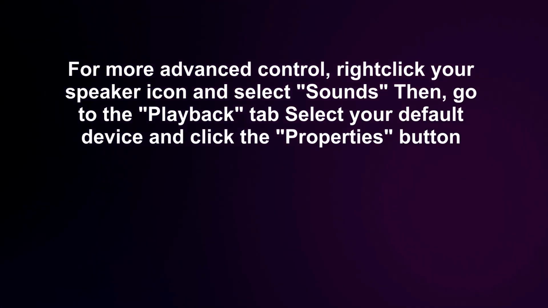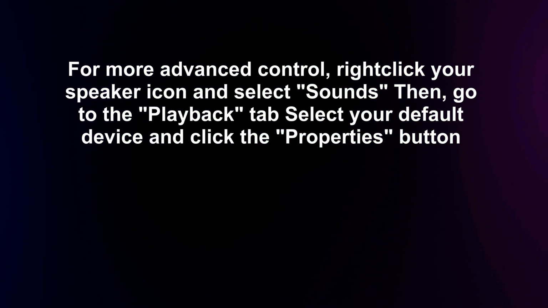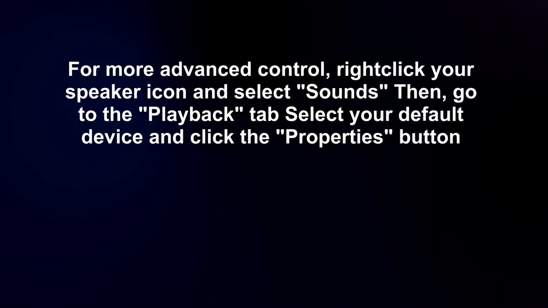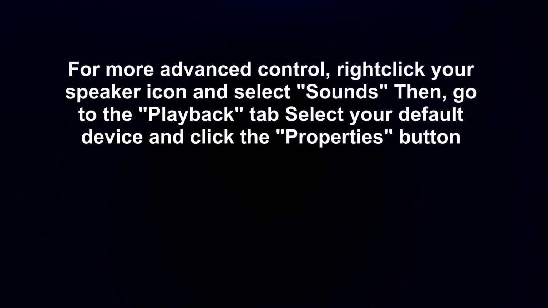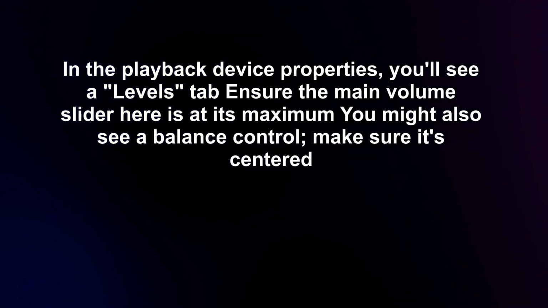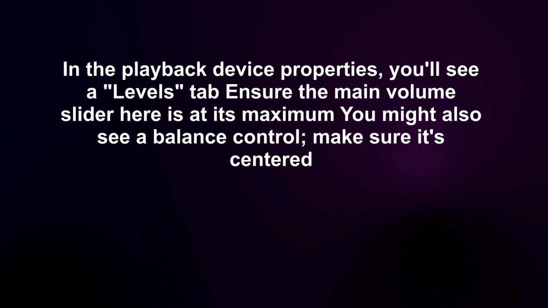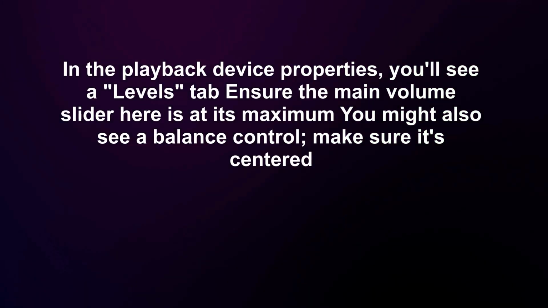For more advanced control, right-click your speaker icon and select Sounds. Then, go to the Playback tab, select your default device and click the Properties button. In the Playback device properties, you'll see a Levels tab. Ensure the main volume slider here is at its maximum.